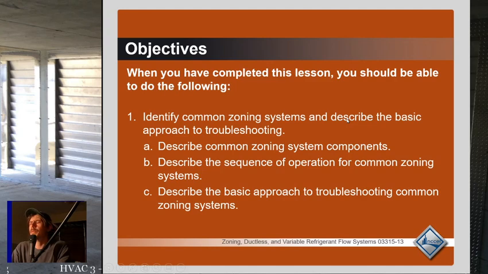When we complete this lesson, we should be able to do the following: identify common zoning systems and describe the basic approach to troubleshooting. Describe common zoning system components. Describe the sequence of operation for common zoning systems. Describe the basic approach to troubleshooting common zoning systems.